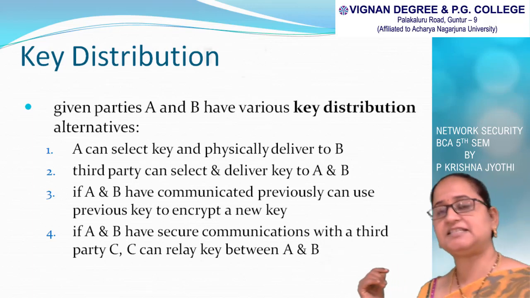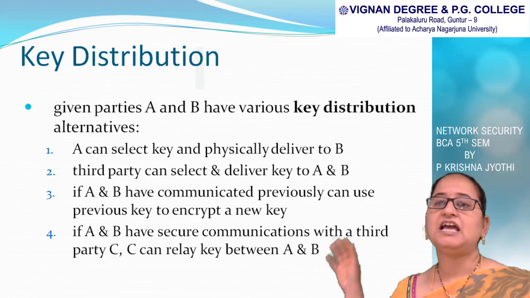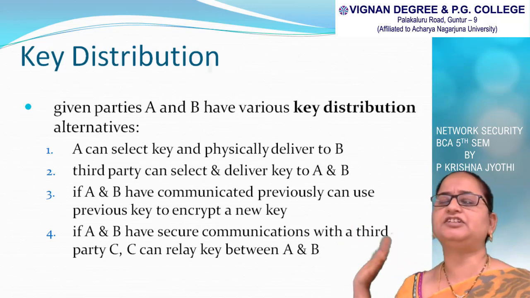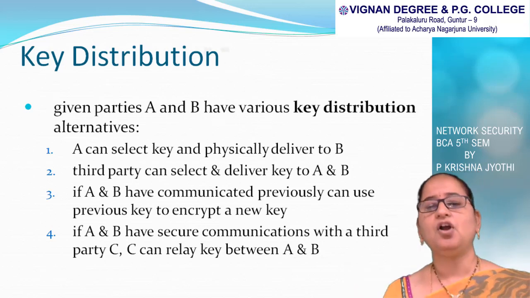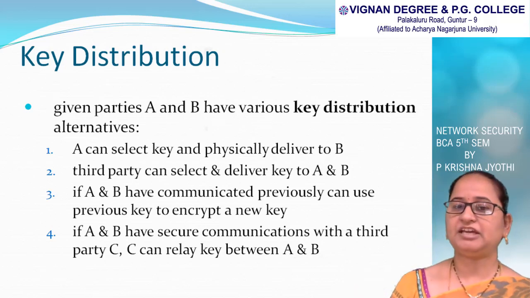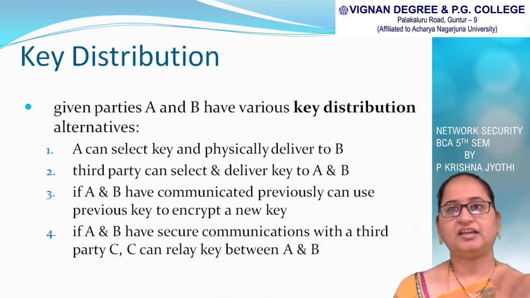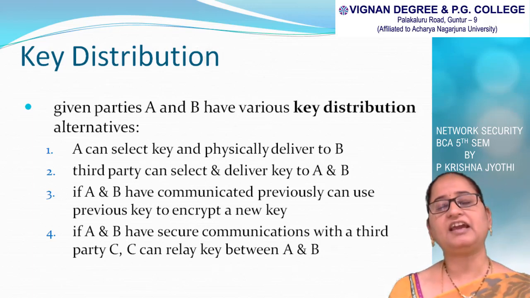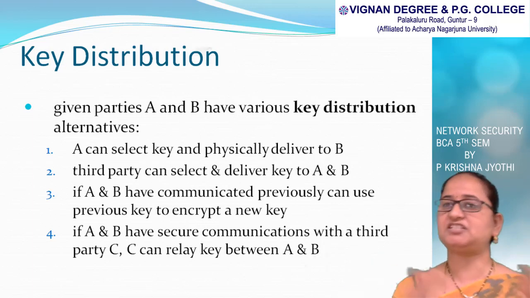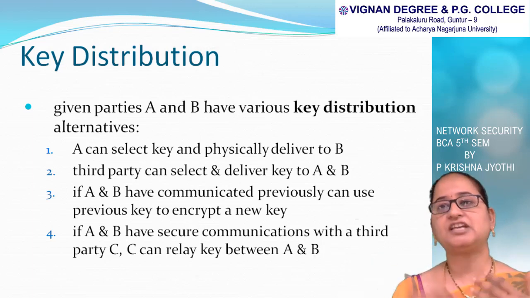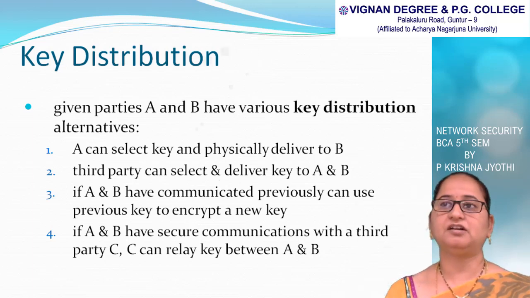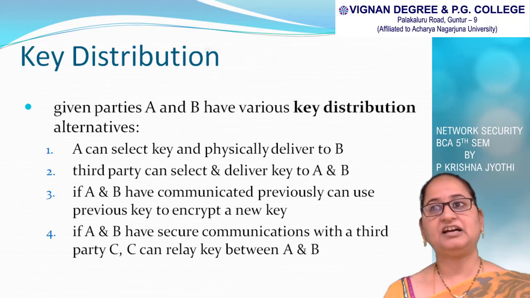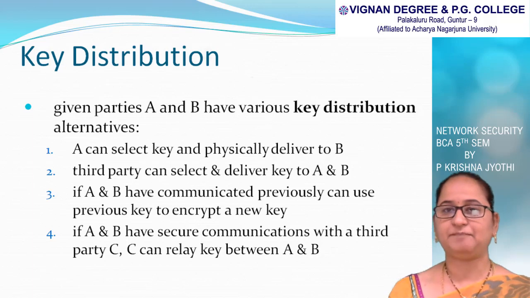These are the methods of key distribution. One is A selects a key and physically delivers it to B. Next, a third party creates a key and delivers it to A and B. If A and B have communicated previously with a key, they can generate a new key and exchange the communications with that new key. If A and B have secure communications with a third party C, C can deliver a key between A and B. Instead of saying third party, here we mention the third party as a key distribution center.